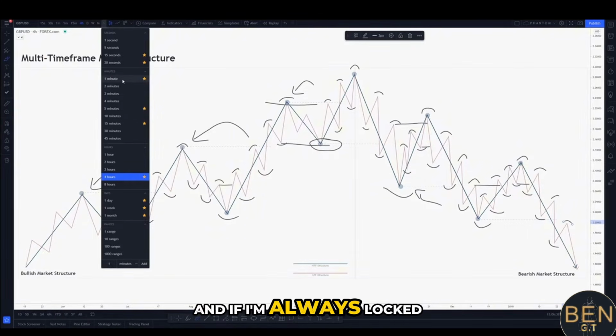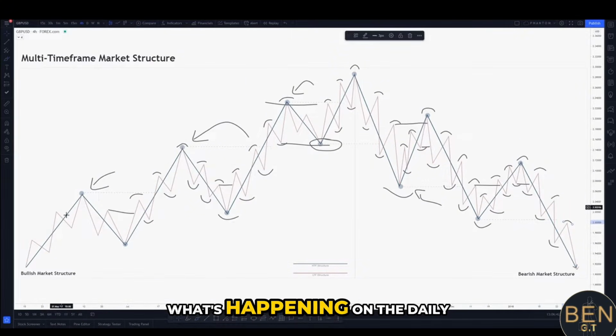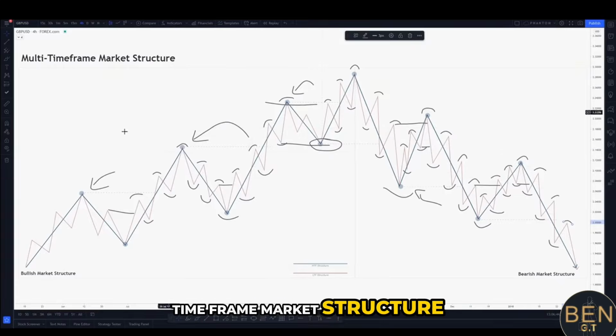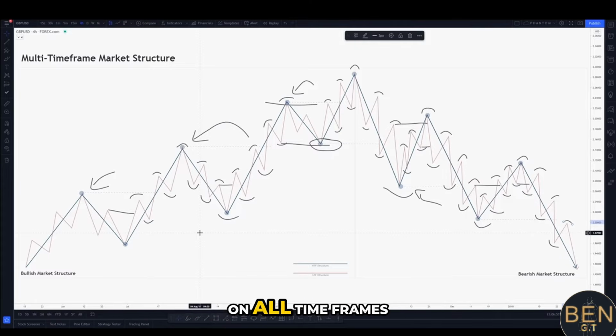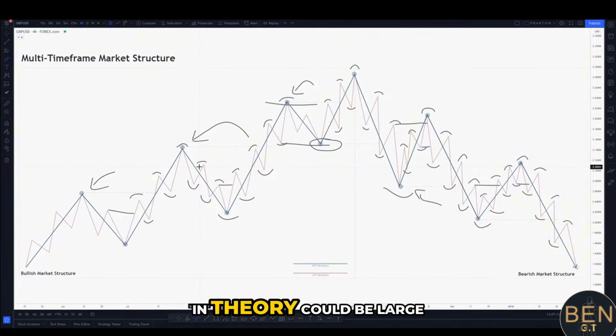And if I'm always locked in on those time frames and I'm constantly monitoring what's happening on the daily in terms of the higher time frame market structure, then looking at the 4 hour for the market structure, and then the 15 minute, we can build a solid understanding of what is happening on all time frames. If I know that the daily's in an uptrend, we've just put in a higher high and price is starting to pull back, I know realistically on the 4 hour and the 15 minute, what we would likely see is a downtrend, especially if the range in price on, say, the higher time frame is large. That means the pullback in theory could be large.